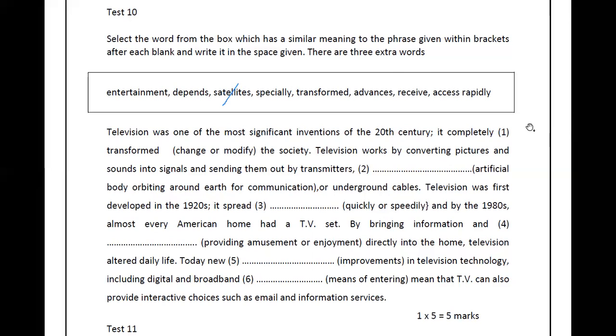Now read the sentence again. This will be helpful to fill the next blank. Television works by converting pictures and sounds into signals and sending them out by transmitters, satellites, or underground cables. Okay, sending them out. Television was first developed in the 1920s. It spread blank, quickly or speedily. Now, quickly or speedily, you have to think of something which is really fast.